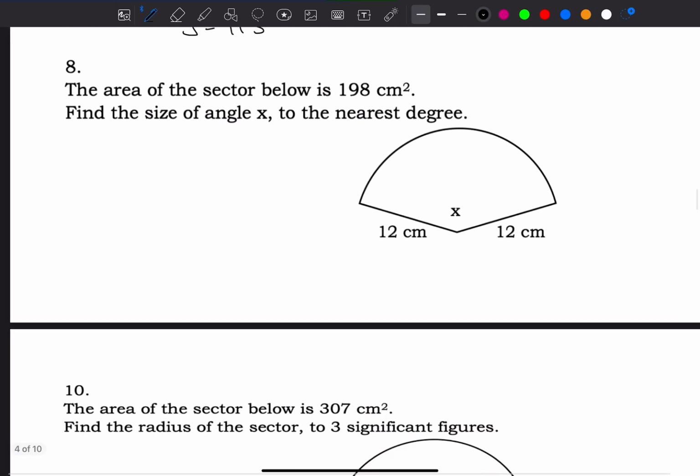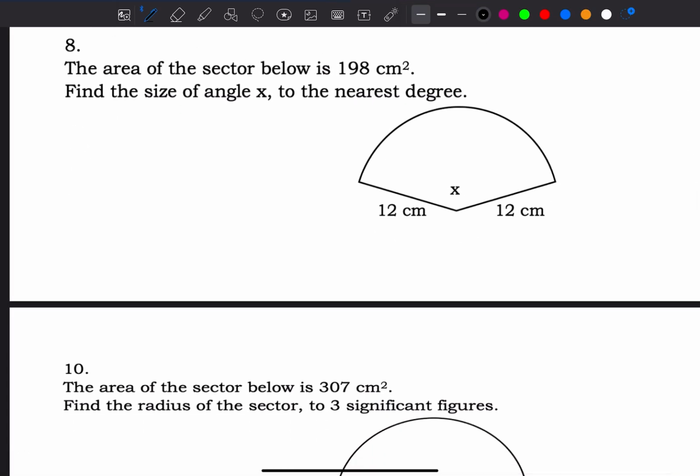Okay, the area is 198. You want to the nearest degree, so the area is x over 360 times pi times the radius, the radius is 12 squared, equals 198. x is equal to, what do you do? 198 times 360, the whole thing divided by pi times 12 squared.